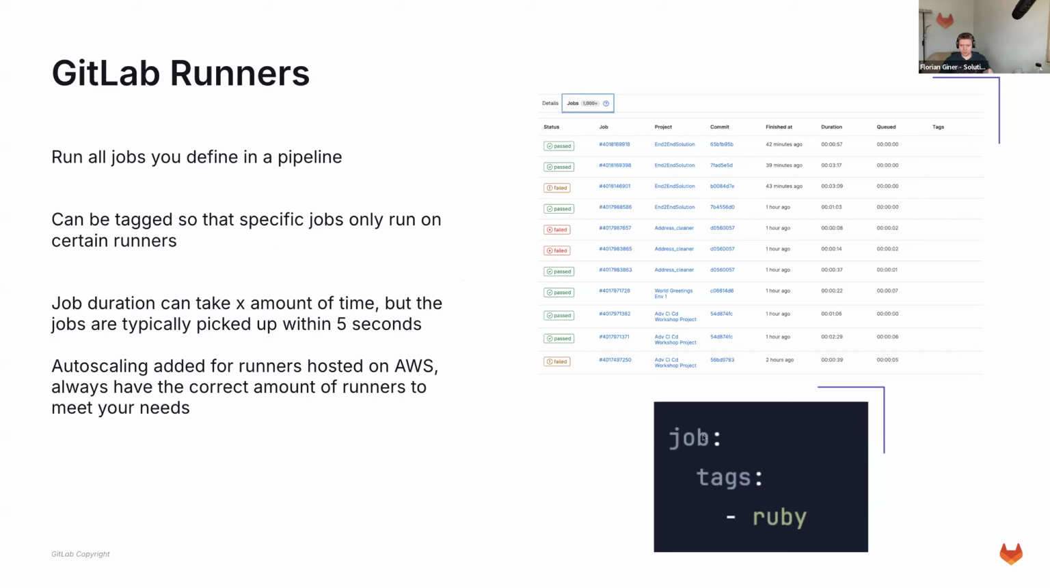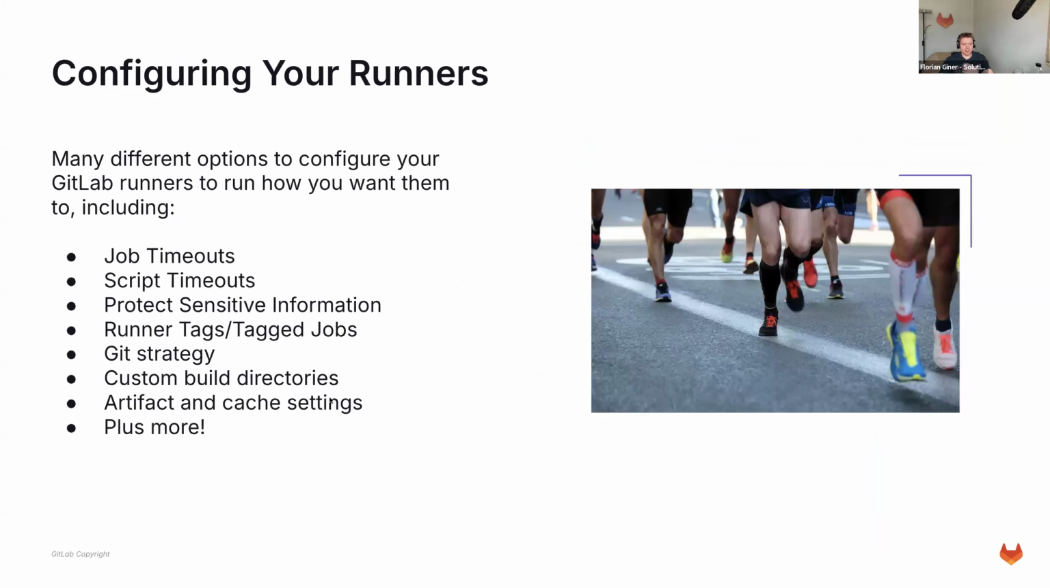Just to show you how this would look, on the bottom right-hand side, we have a little example. This job, with these tags, will run on this Ruby runner.